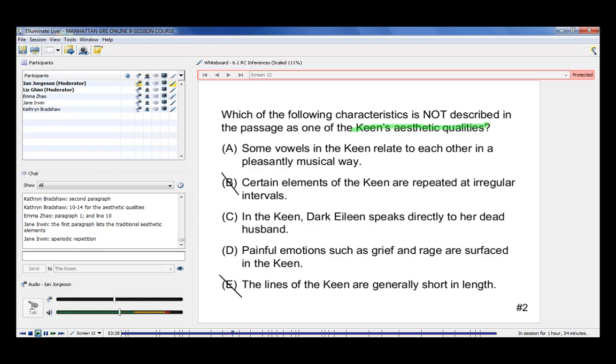All right, where do we get certain elements are repeated? Aperiodic repetition, that's there. Okay, of these remaining three answers, two of them are there. Tell me, where are they? And they've got to be in that section about aesthetic qualities. Tell me where two of these other three answers are found. Final vowel harmony for A. Some vowels relate to each other in a pleasantly musical way. Does harmony mean pleasantly musical? Can you say harmony is the same as pleasantly musical? Is that a good synonym? Paraphrase. Because if it is, A is wrong. If it's not, A might be the correct answer.